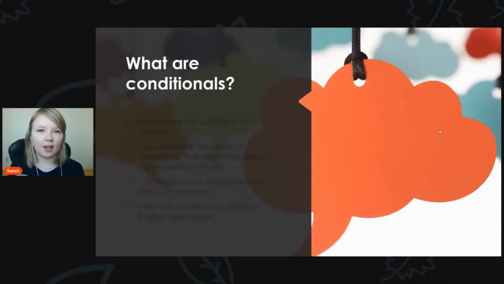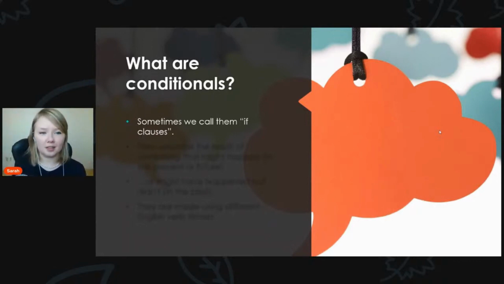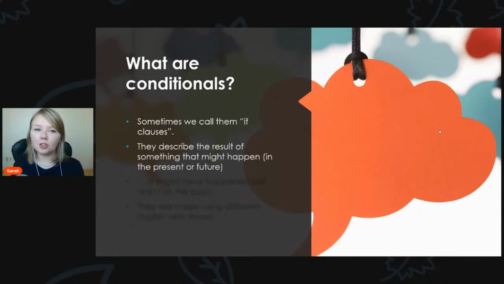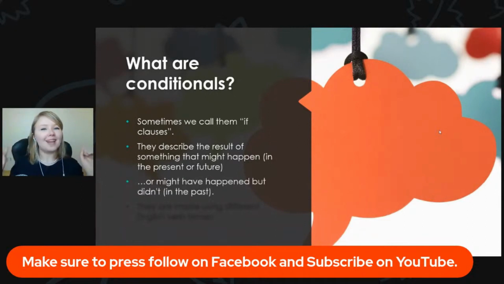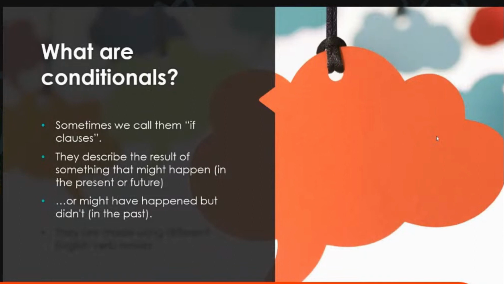So, if you have never heard this word before, you may be wondering, what are conditionals? Sometimes we call conditionals if clauses. A clause is like a part of a sentence, right? So, conditionals describe the result of something that might happen in the present or future, or might have happened but didn't in the past. And if that sounds a little confusing, don't worry. We're going to talk about it all today.